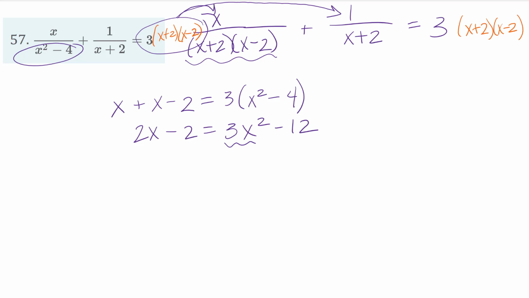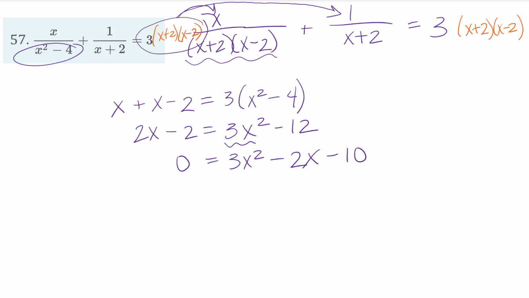Okay, so we're going to subtract 2x. So if I subtract 2x, I got minus 2x on the right, and if I add 2 to this negative 12, I get a negative 10. So this is our equation that we need to solve for x.